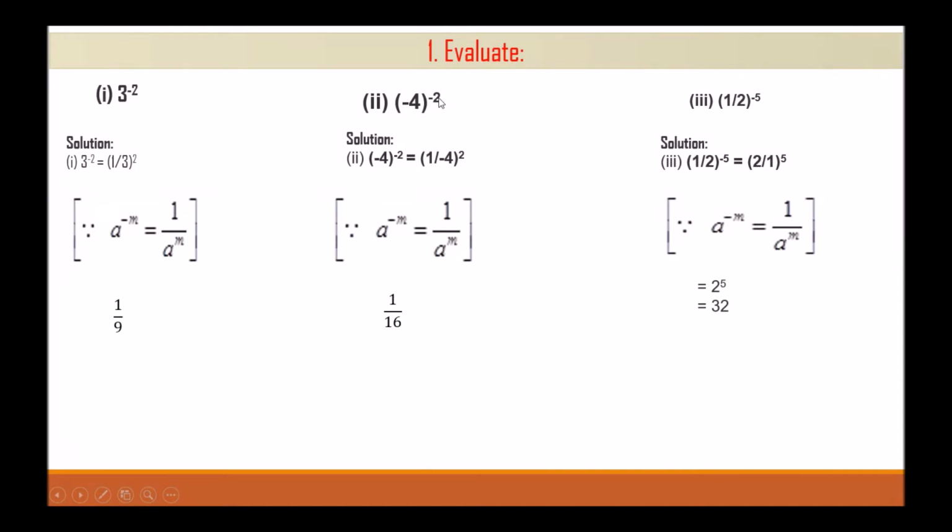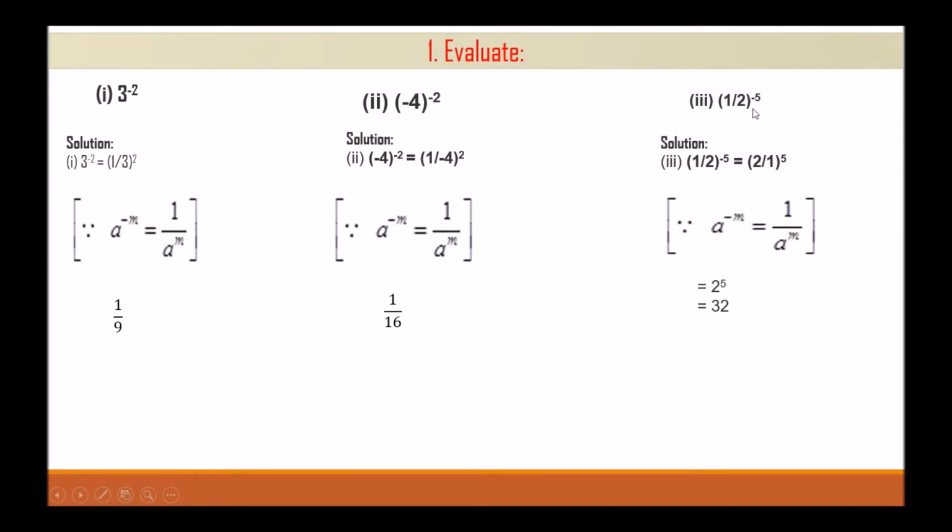Here, minus 4 raised to minus 2. Here also we have to remove the minus sign in the exponent. So what we will do, we will reverse the number. That is, the reciprocal of minus 4 is 1 upon minus 4, whole squared. So the answer is 1 upon 16.